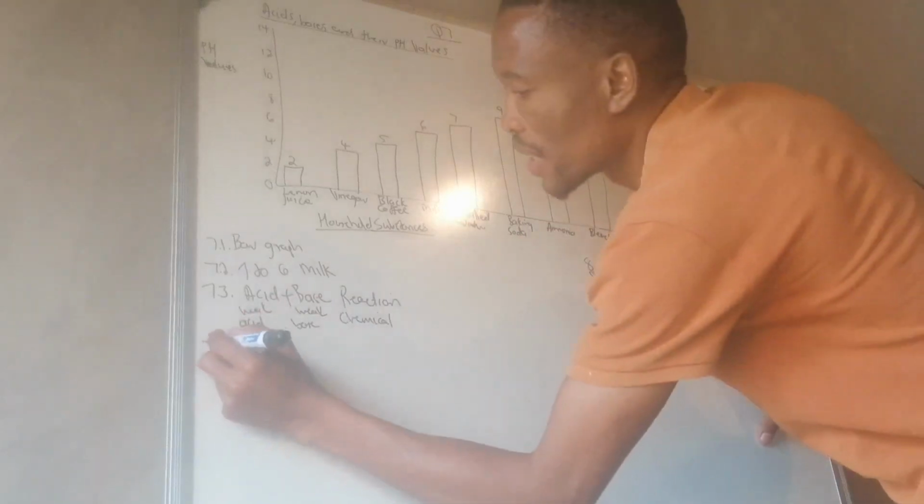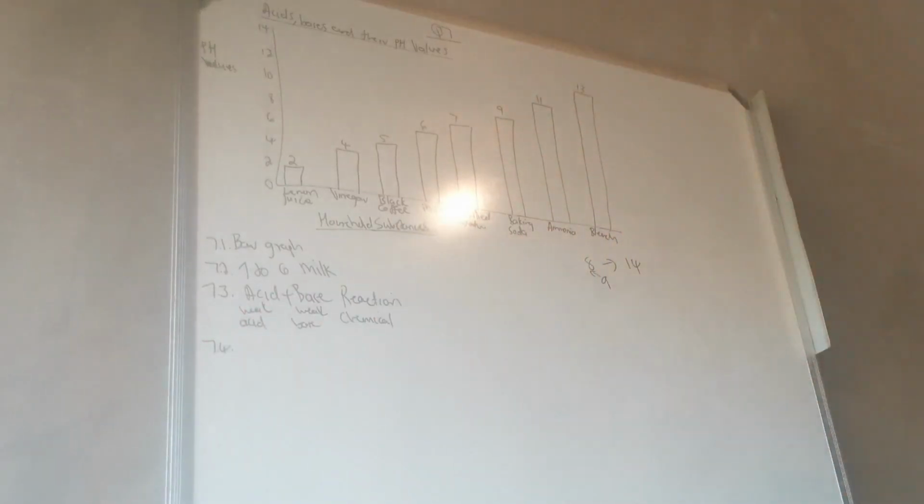Right. 7.4. What will the pH value be of the substance in question 7.3 that will form?